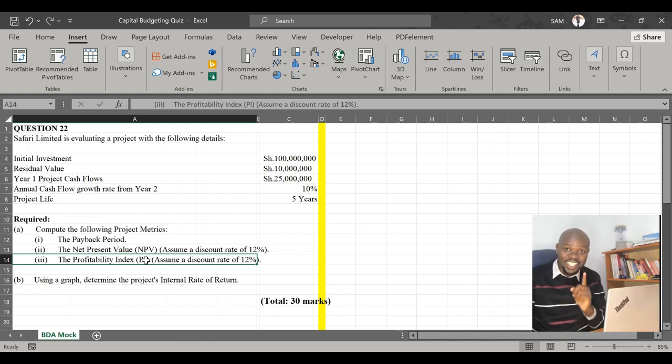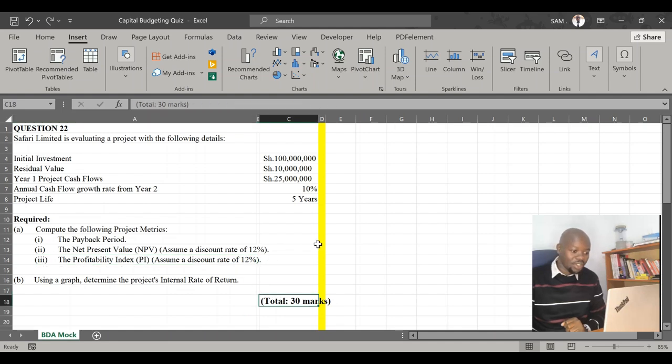And interestingly, there is the second part asking you to, using a graph, determine the project's internal rate of return. So this is a beautiful question, and you can see you're going to score a whopping 30 marks. How interesting is it? Very interesting. So let me show you how you can go about such a question.